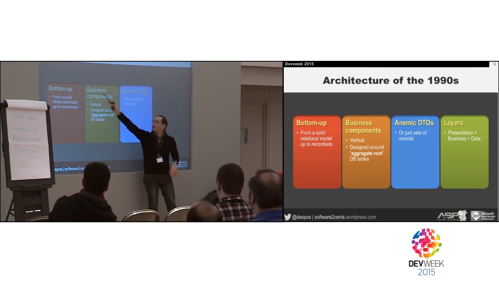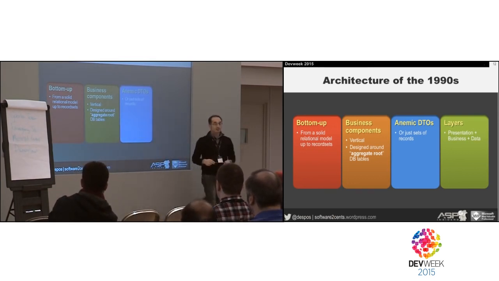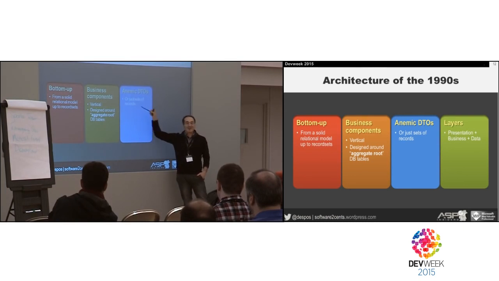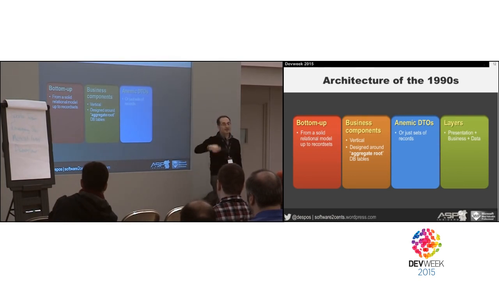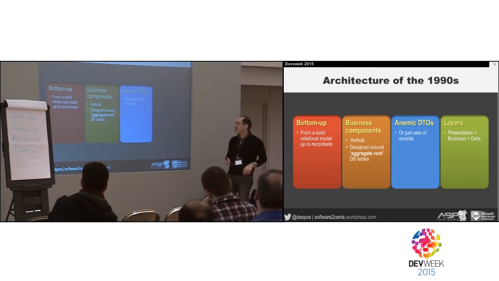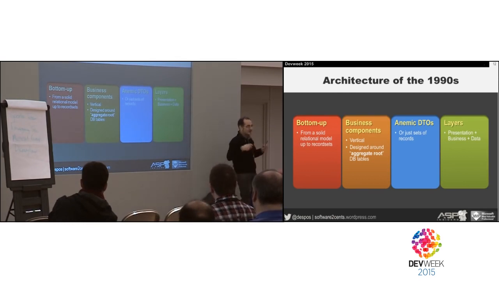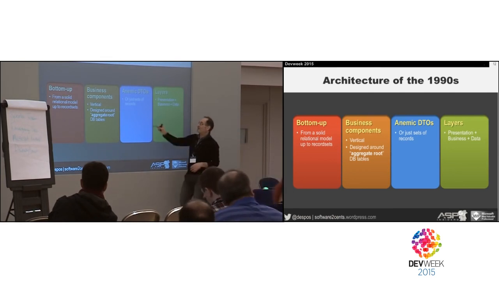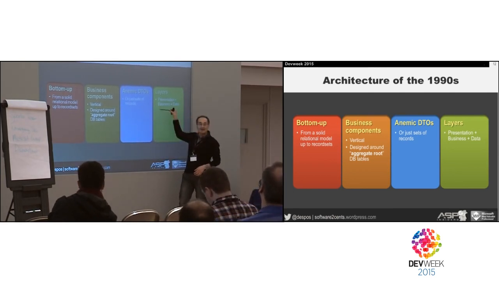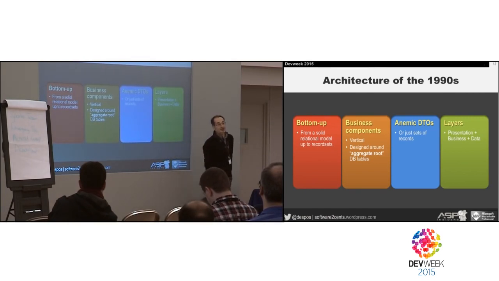And once we have vertical business components, we need DTOs, or plain record set-like objects, to move data around across the layers and up to the user interface. And then we have a presentation layer, where we just display data, reaching the front end in a way that reflects the structure of database tables. We call this CRUD: create, read, update, delete.